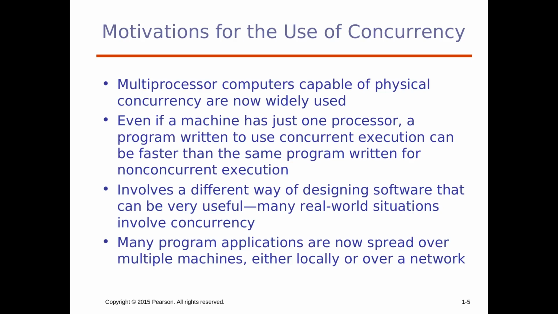Even if you do stumble across a system that has only a single processor, you can still develop your program in a way that uses concurrent execution, and it will more than likely be faster than if you designed it in a sequential way. So bear that in mind. Furthermore, doing all this involves a completely different way of designing software. A significant number of real world situations involve the use of concurrency, and if you don't do it, you are going to seriously lose a lot of computational power. You throw it in the trash, and that's not what we want to do.